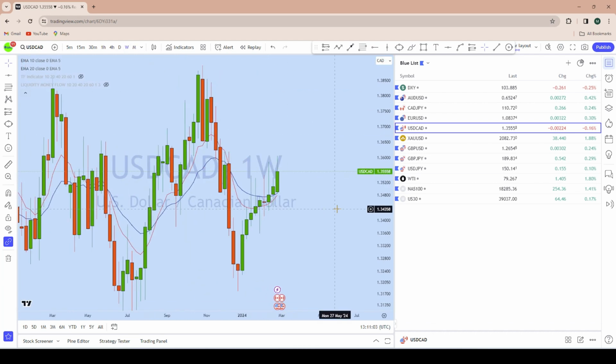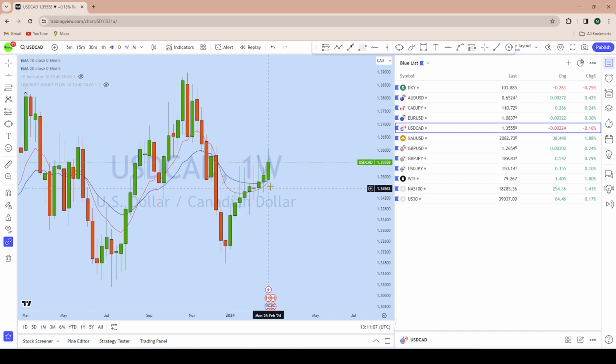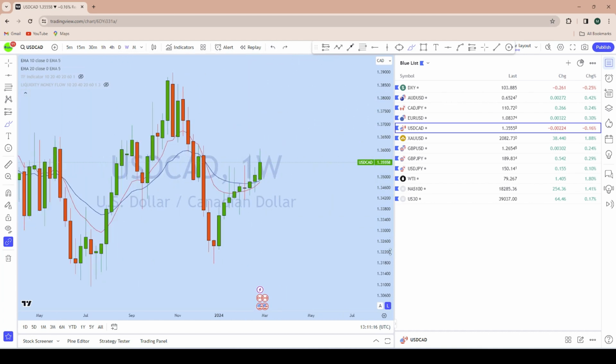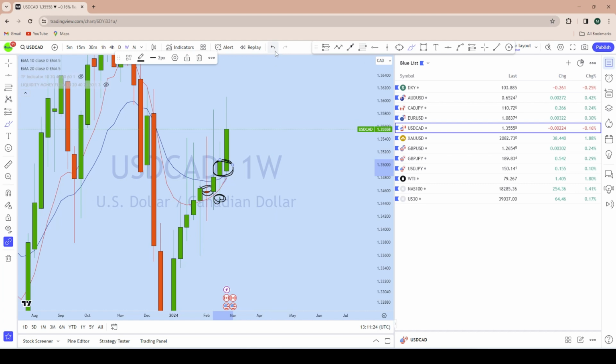If we look at the weekly chart on dollar CAD, we can see that from the weekly it is a bit strongly bullish. Now we can see this impulse followed by a correction, and then another impulse to the upside on dollar CAD. Now we see that there is a gap opening, there is a liquidity gap here, and also there is a gap opening here on dollar CAD.